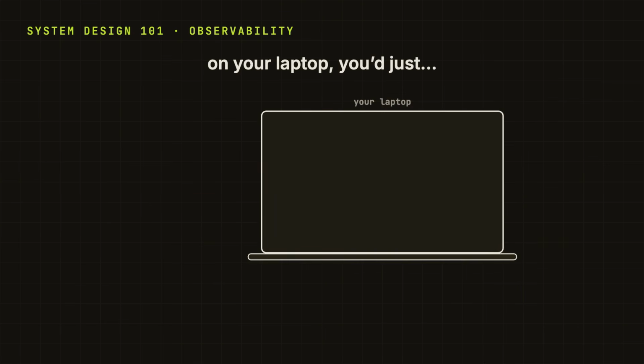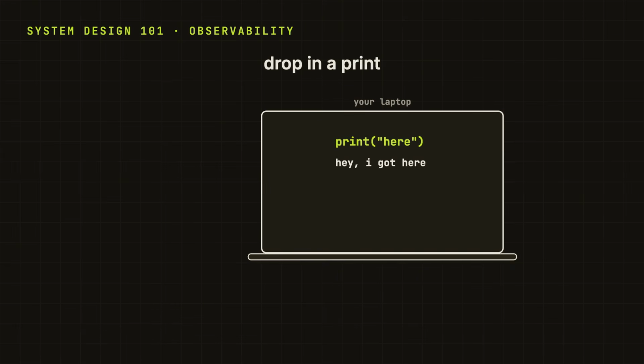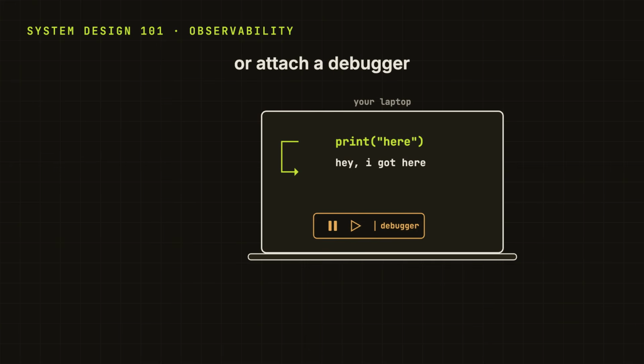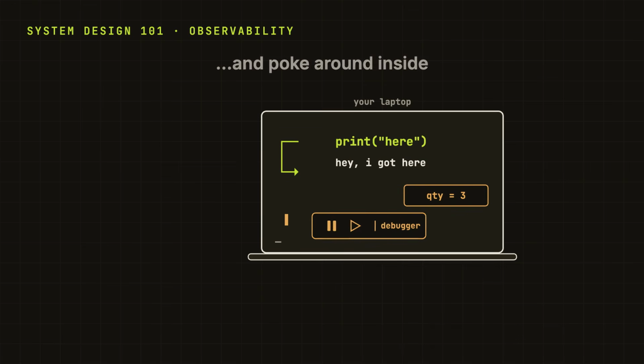Think about how would you normally debug this on your own laptop, right? You would drop in a print statement, just a line that prints out, hey, I got here, and rerun it. Or you would attach a debugger, that is the tool that pauses your code line by line, so you can poke around and see exactly what it is doing. That is how we all learn to find bugs.